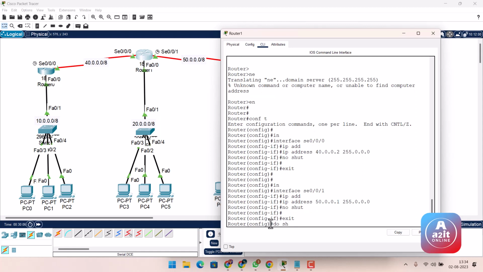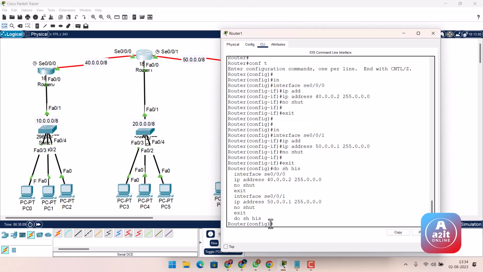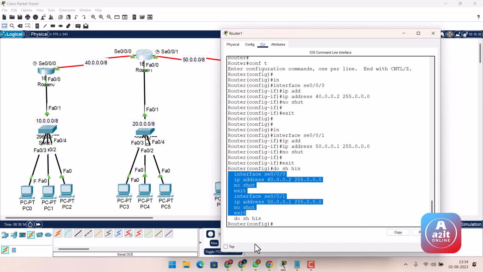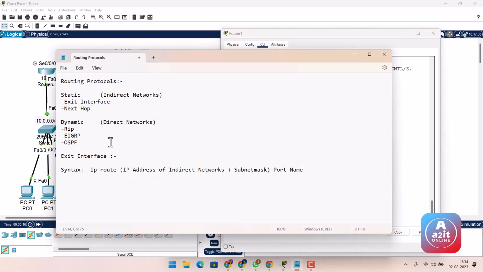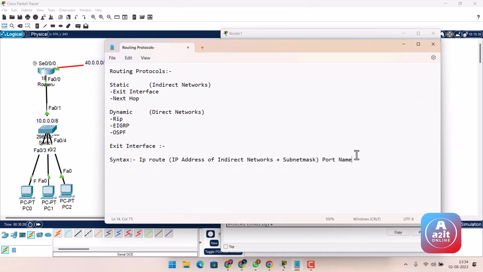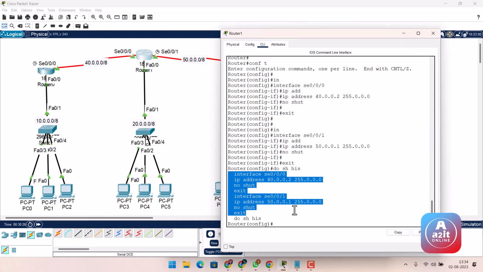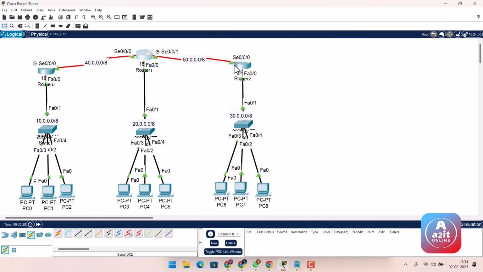And the keyword that I'm going to use is do show history, which helps us to see the recent commands that I have used right here. So this is the... okay. I think I have by mistake erased all the configuration that I have mentioned right here. Not a problem. I will share that later on. Okay. So first of all, we have configured our first two routers.